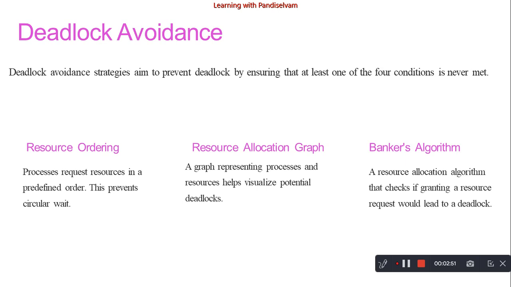In the resource allocation algorithm we check whether the given request can be allocated or not. In the safety algorithm, if all the resources are allocated to the processes, we check whether the system is in a safe state or not. That is called Banker's algorithm.